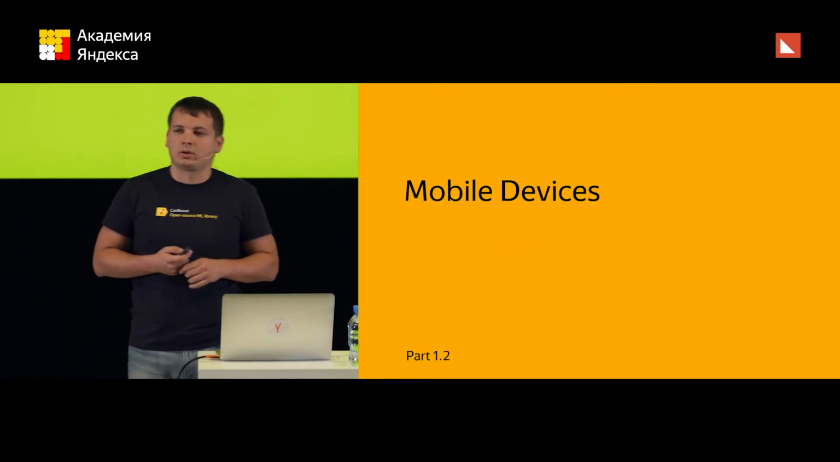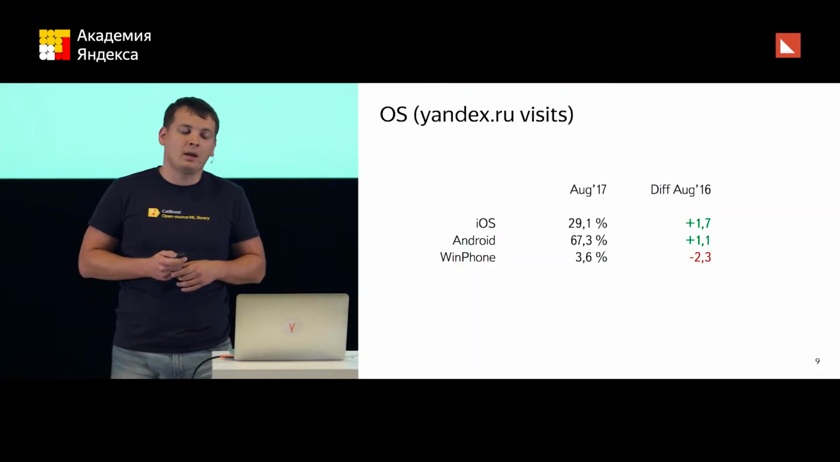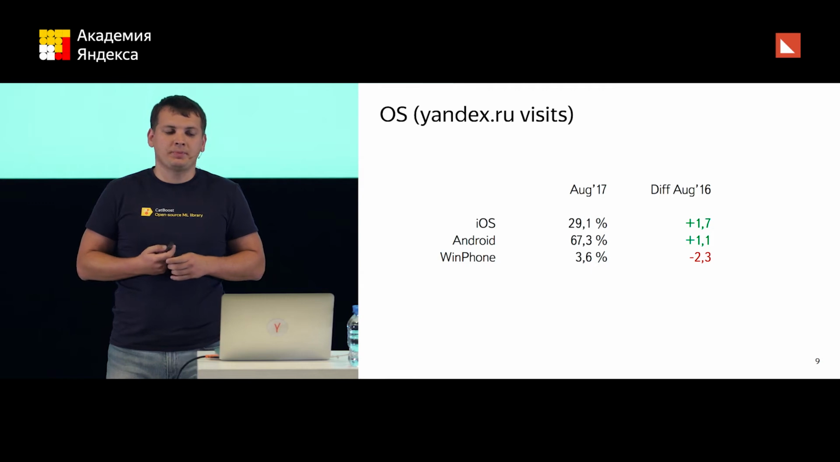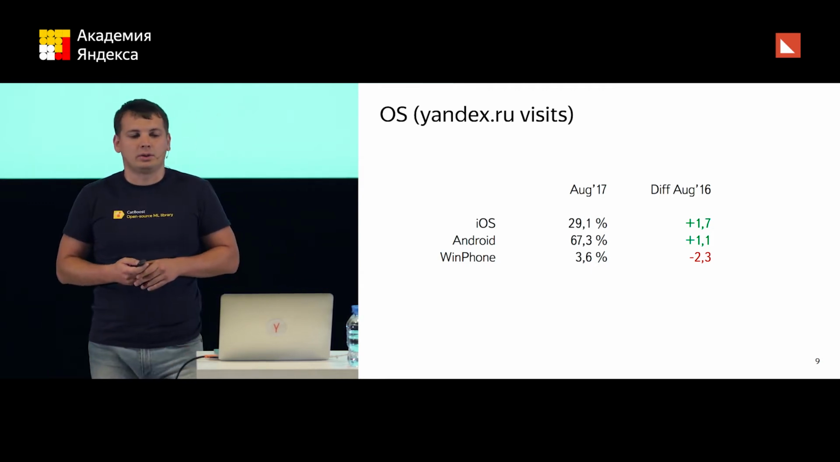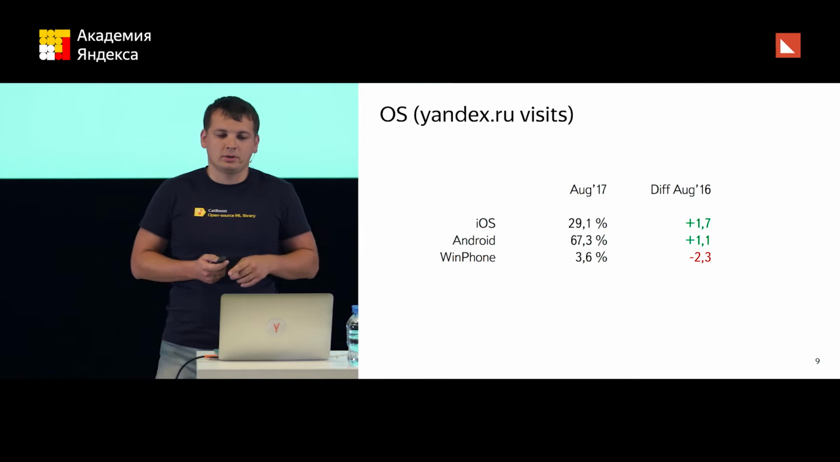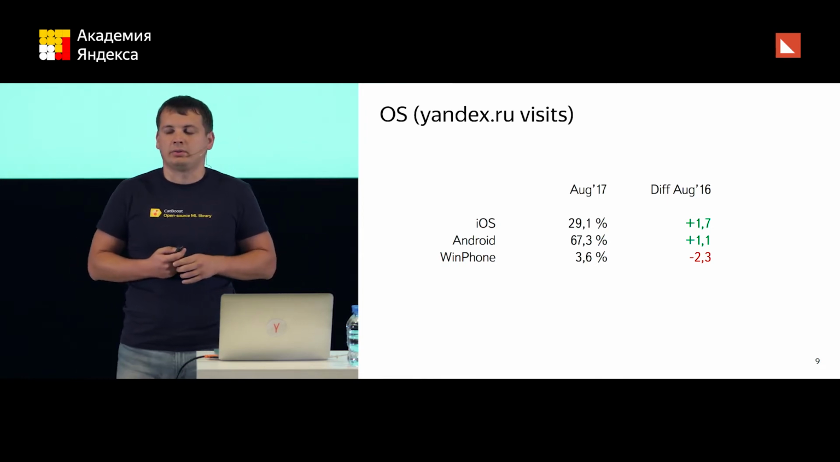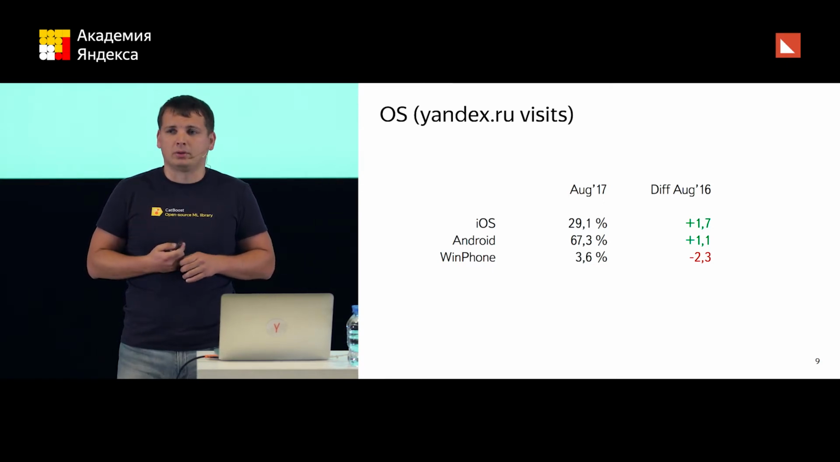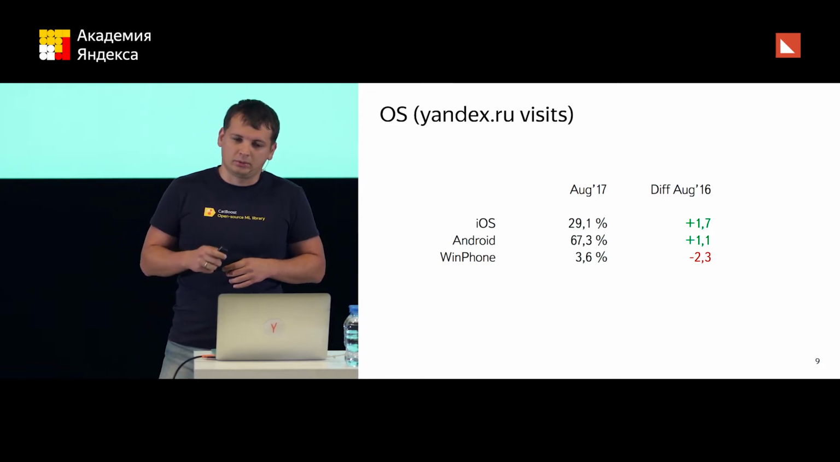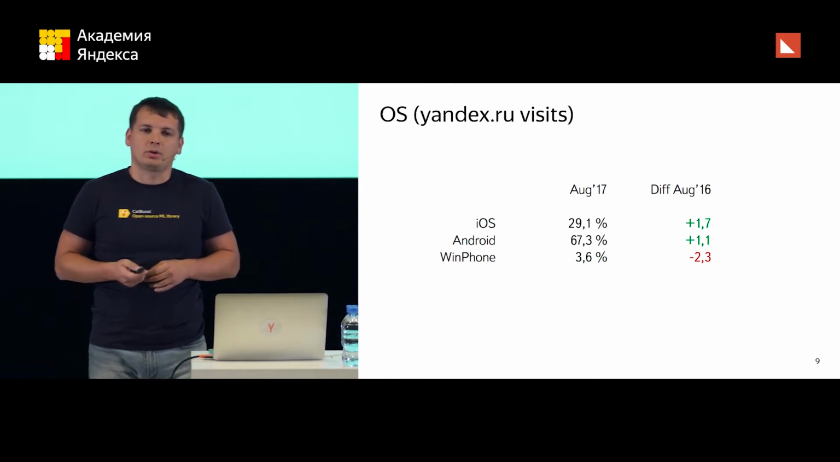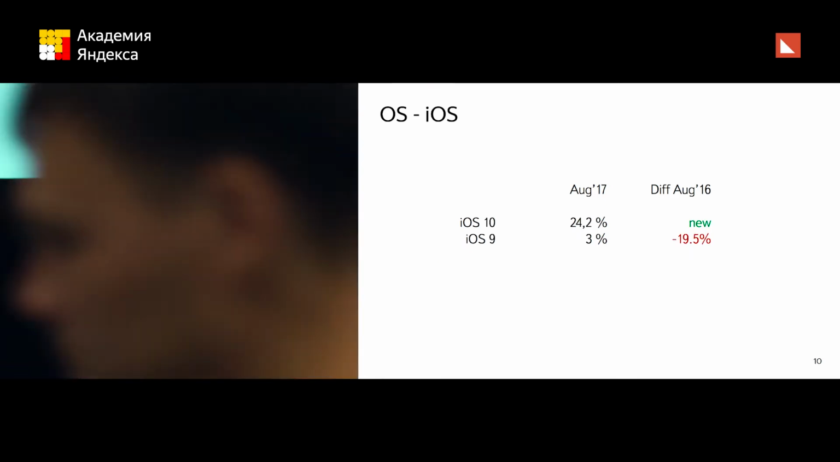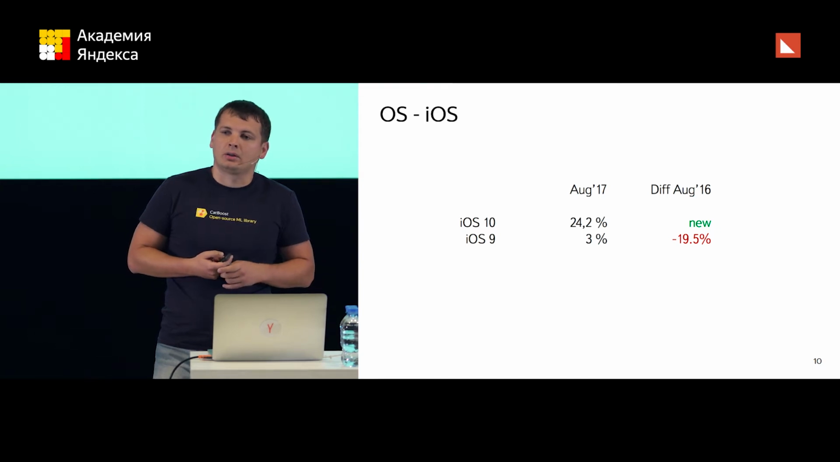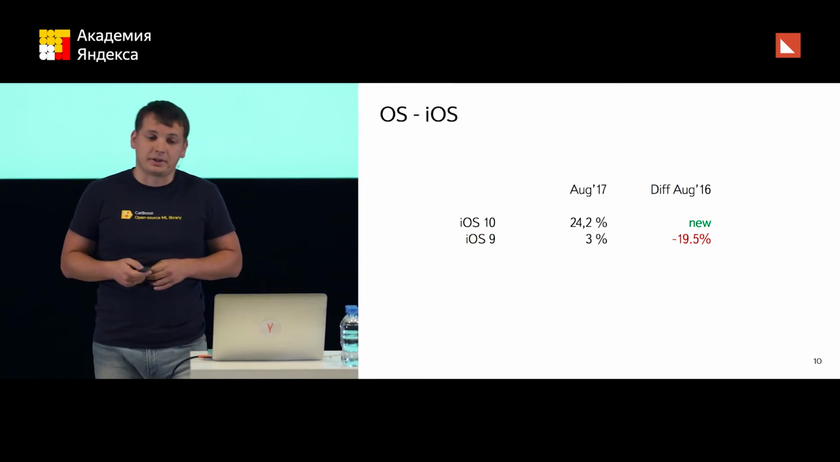So let's have a look at the current state of mobile devices. Here are the visits to mobile Yandex grouped by platform. And you see in this August we have about 1/3 iOS, 2/3 Android, and just 7% of Win phones. Compared with last year, Android and iOS have grown about 1%, and Win phones lost more than 2%. And there's no problem with iOS. Every year they release a new version, and almost all users update it during this year.